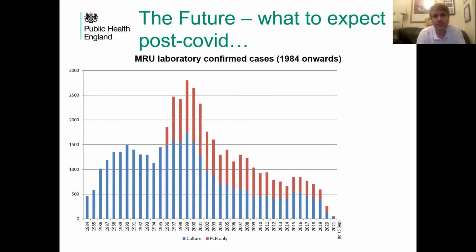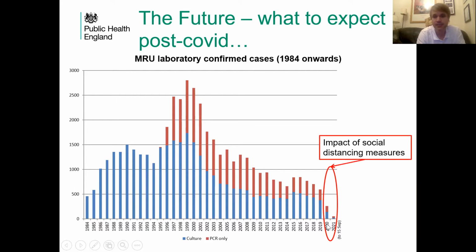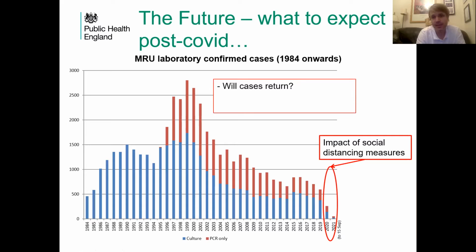And finally, I just want to look at what's going on post-COVID. So obviously, many of you will notice that we saw this massive decrease in meningococcal disease in the last couple of years, and this is because of the impact of social distancing measures. And this asks a lot of questions. So, will the cases return? I think generally it's regarded as yes, they will return at some point. A more contentious question is, when will they return?